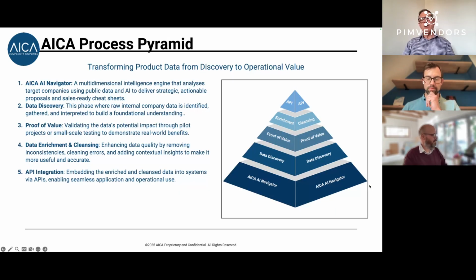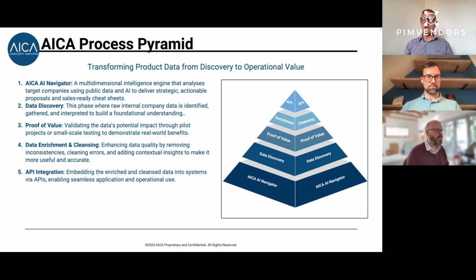Thanks, Stefan. So from when we last chatted, we focused pretty much on the API and people just digesting the UNSPSC classification or the GPC classification. But what we found with different projects now in the last month and a half is that there are challenges in the data. That's why we also kicked off on some of our other projects, and we call it the AICA AI Navigator, where we take a multidimensional intelligence engine and analyze target companies using product data and AI delivery to really get a better idea.